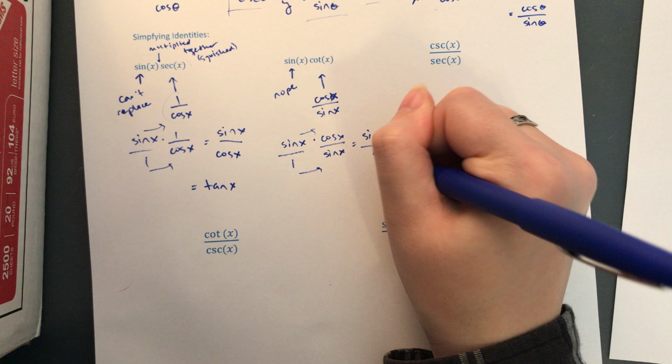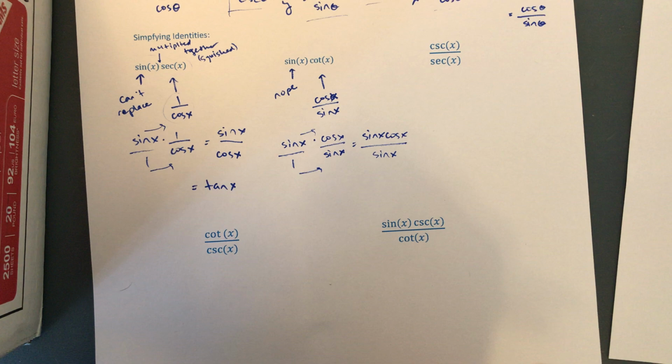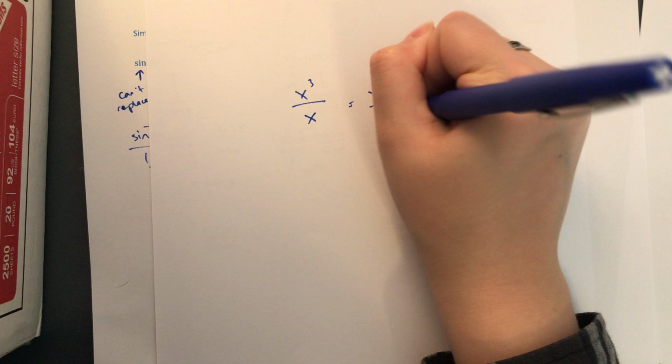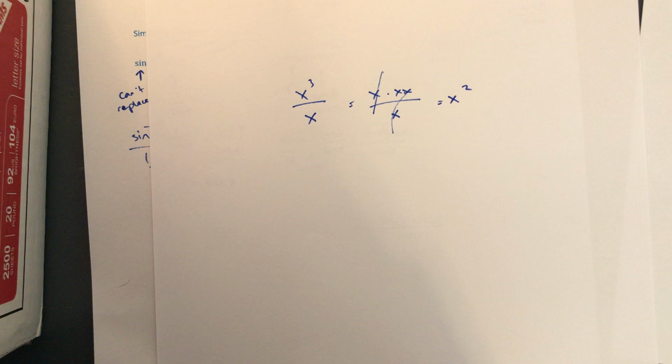And then if you notice, just like in algebra, let me find a scratch piece of paper. For example, as a side note, if I have x cubed over x, I can cancel things out. That's the same thing as having x times x times x over an x, and we can cancel them out. So that would leave x squared behind. Or any letter, right? Any function.